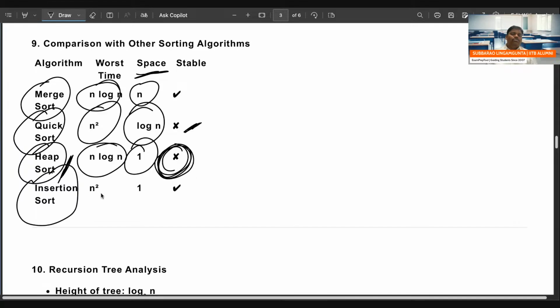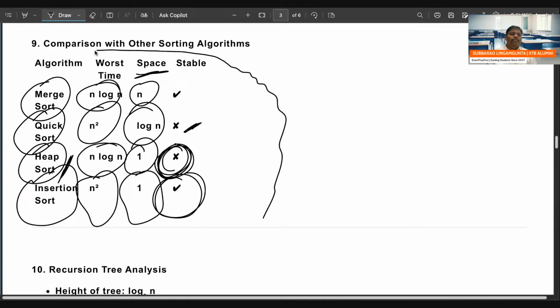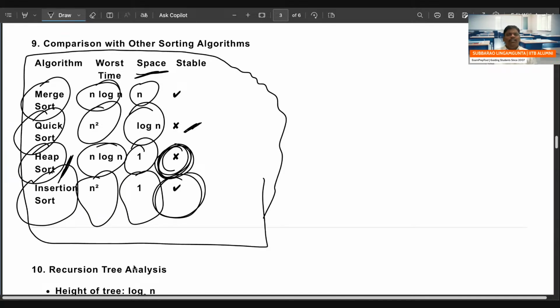What about insertion sort? Worst case n square. Extra space you don't take. Is it stable? Yes, insertion sort is stable. Please take care about this one, because comparing at a time is going to be a little tricky, and many times I get a little bit confused. Please take care of stability. And one more thing is in place. If space is more than log n, it's out of place.